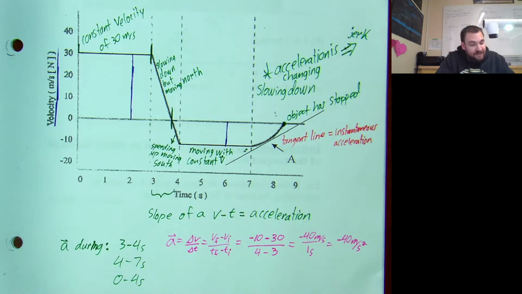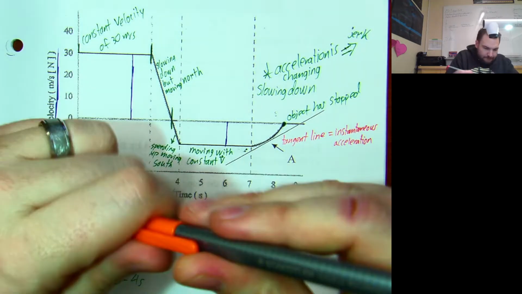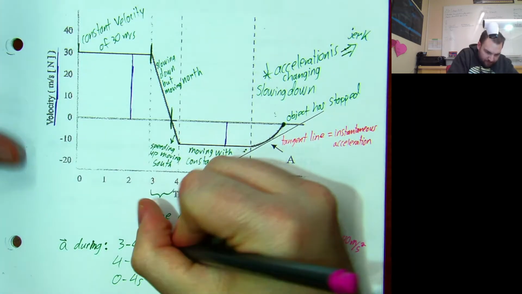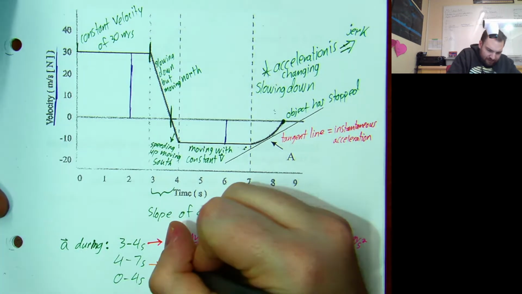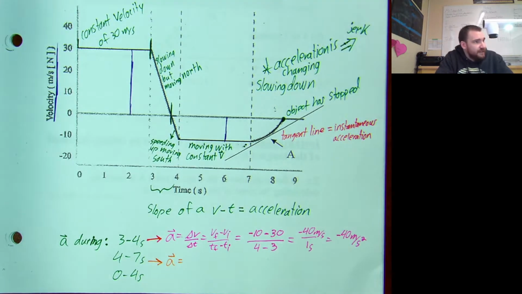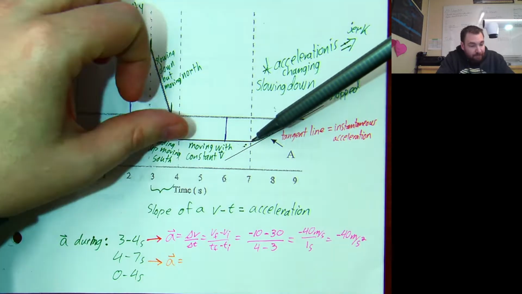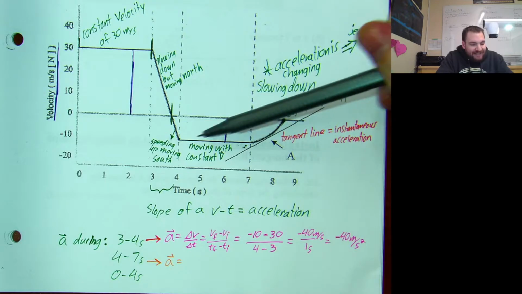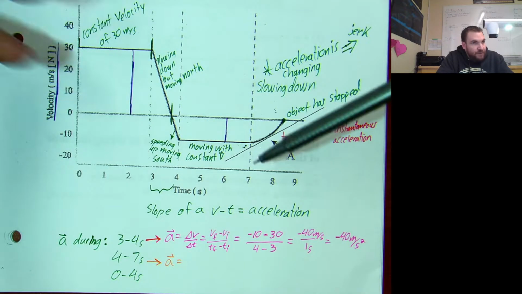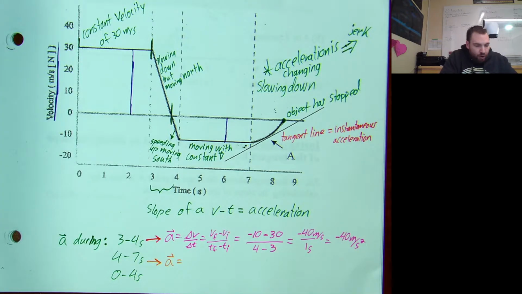Okay, so let's look at the 4 seconds to 7 second mark. What's happening in there? Let's do this one in orange. What's my acceleration for 4 to 7 seconds? Is it 0? Why is it 0? We already talked about this. It has already been said that at this stage my velocity hasn't changed. It's moving with constant v, which means my acceleration then must be 0.